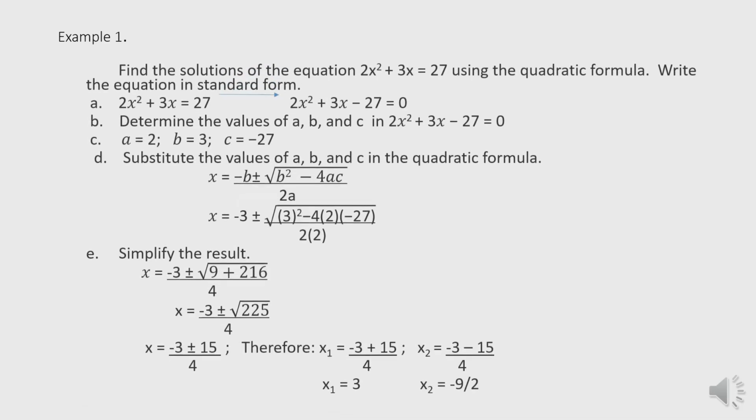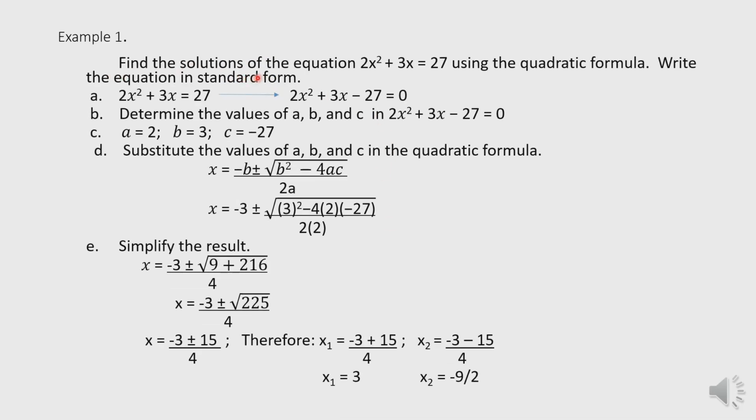Example 1. Find the solutions of the equation 2x squared plus 3x equals 27 using the quadratic formula. Write the equation in standard form. So this one is the original equation, which is transformed to a quadratic equation in standard form, wherein it is 2x squared plus 3x minus 27 equals 0.